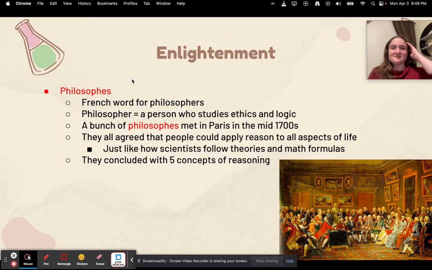All right, so philosophists. Philosophists are people, and it's just the French word for philosophers. And a philosopher is a person who studies ethics and logic. So a bunch of philosophists met in Paris in the mid 1700s, and they all agreed that people could apply reason to all aspects of life, just how scientists follow theories and mathematical formulas. They also set up five main concepts of reasoning in philosophy.